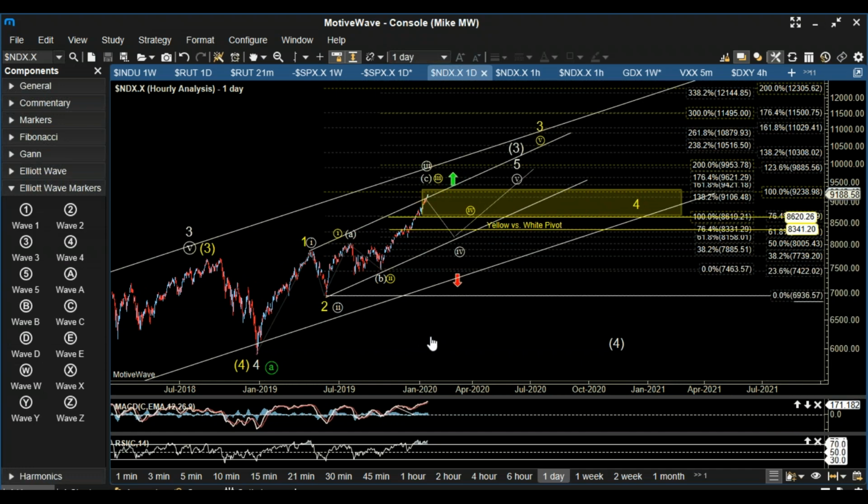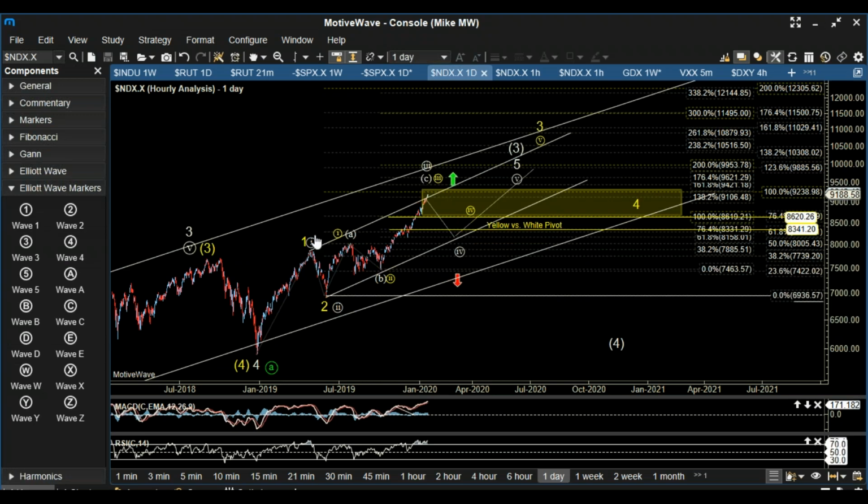So bigger picture, we're going to have the similar pattern that we're seeing on the SPX, and again, it's fitting those same levels. The yellow versus the white pivot on the Nasdaq comes in at 86.20 to 83.41. So as long as we hold over that zone, this yellow path is still favored. Breaking below that zone would then put us either in the ending diagonal count in the white path, or potentially some kind of a top here.